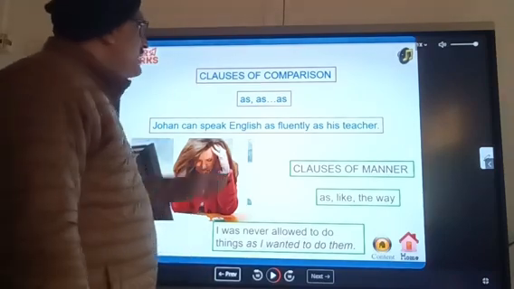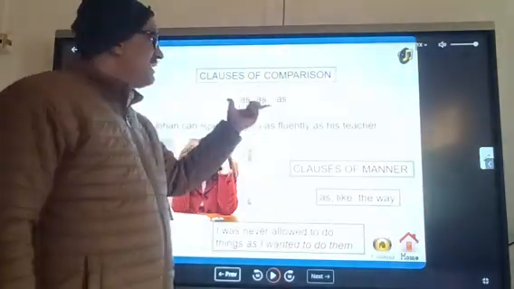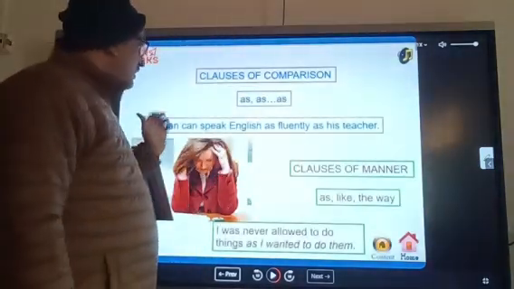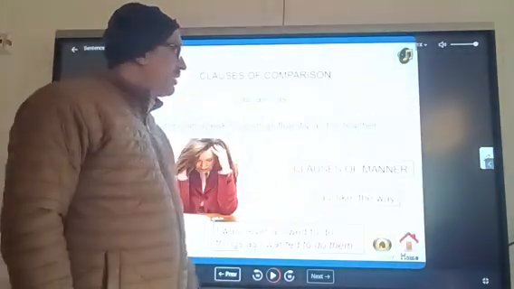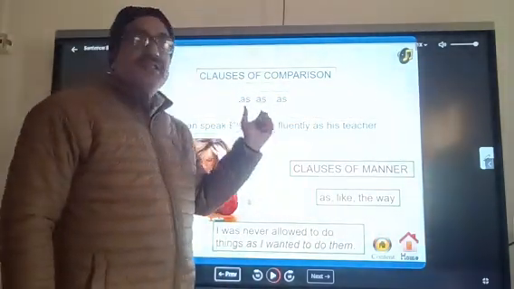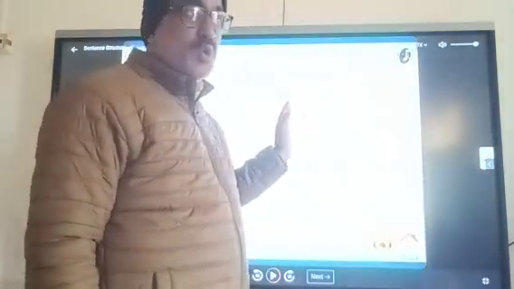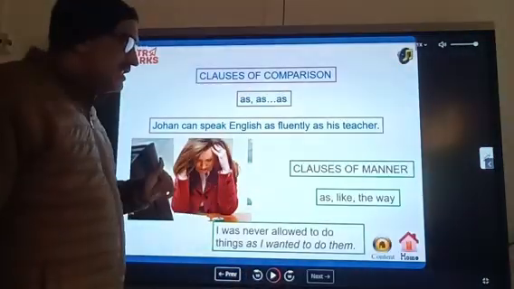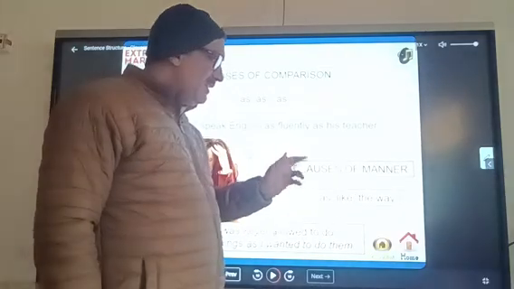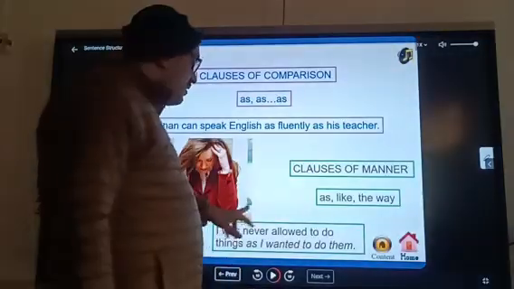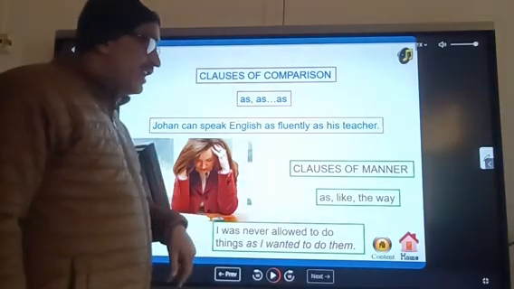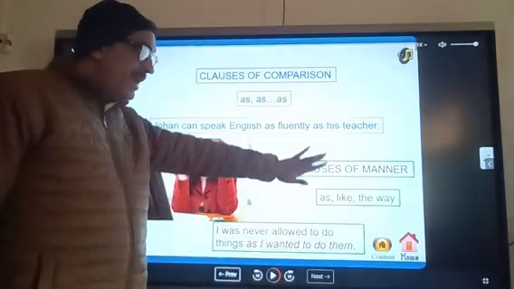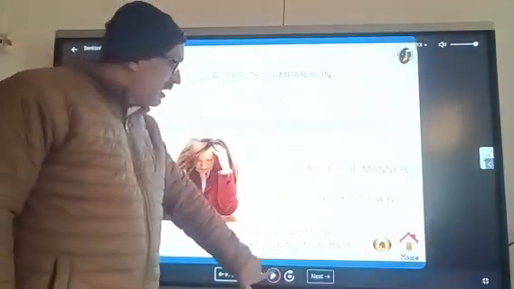Now you will see clauses of comparison: as. John can speak English as fluently as his sister. This type of word is used in this clause. Clauses of manner: as, like, the way. I was never allowed to do things as I wanted to do them. This is the manner clause.